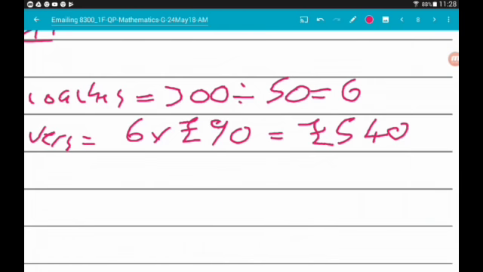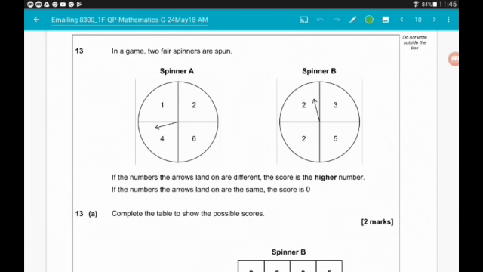Cool. Okay, question 13. So in a game, 2 spinners are spun. Spinner A has 1, 2, 4 and 6 as possible outcomes. Spinner B has 2, 3, 2, 5 as possible outcomes. If the arrows land on different numbers, then the score is the higher number. If the arrows land on the same numbers, the score is 0.